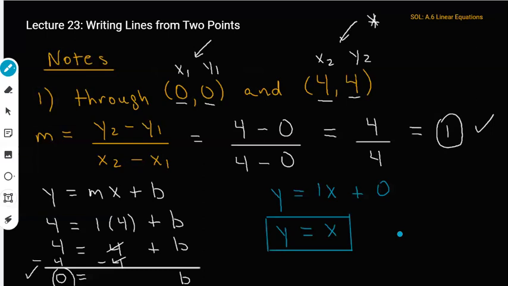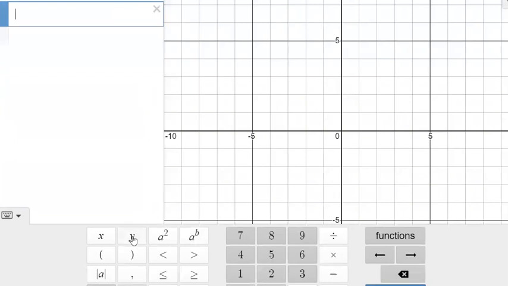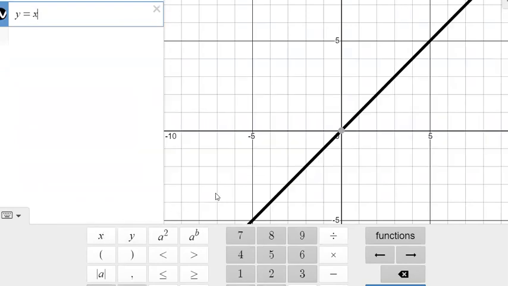Okay, so let's take a look at what that looks like when we graph it. I'm going to go to Desmos, and I'm going to type in the answer that I just got, y equals x. And then I get this line right there.